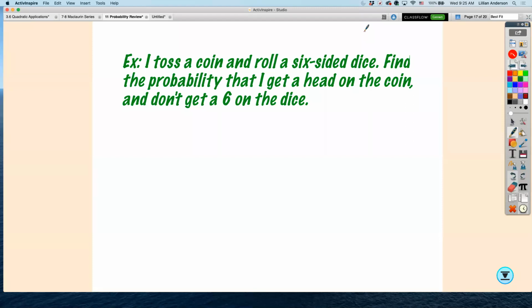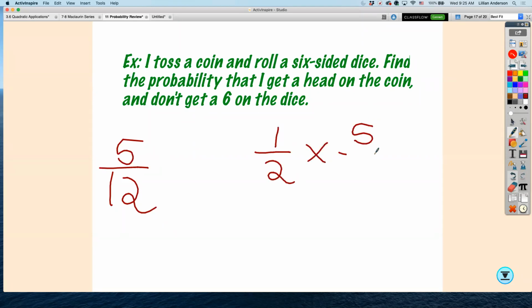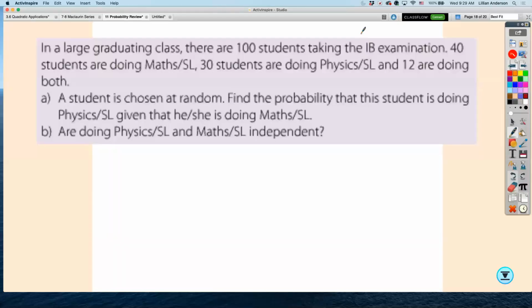How'd you know it was 5/12? The flip a coin one was 1/2, and then times it by 5/6. Why am I multiplying? Because that's the intersection. It is the intersection. These are independent events. Exactly, very nice.